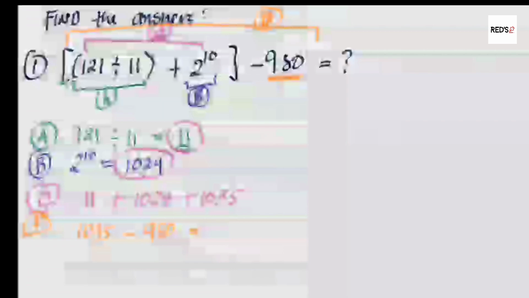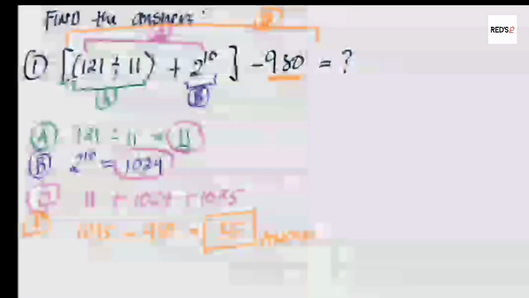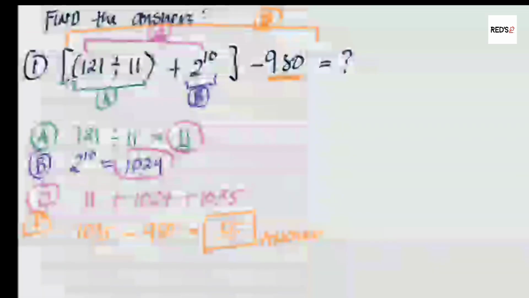You can pause the video so that you can solve if you find this too fast, and you can just play it back to check your final answer. The final answer should be 55. So this should be your answer. If you have questions, you can just put them in the comment section below. And if you don't, let's go to the next problem.